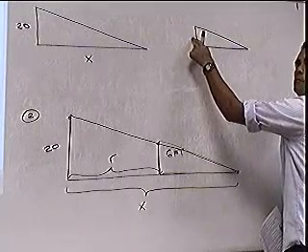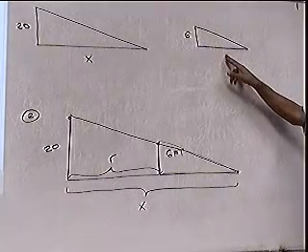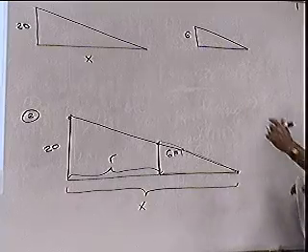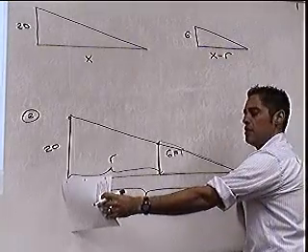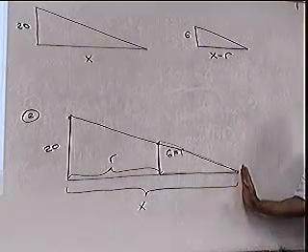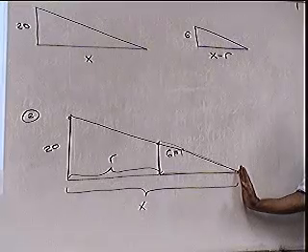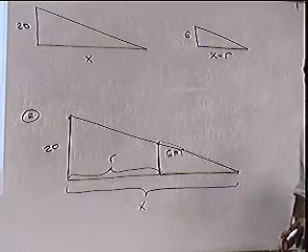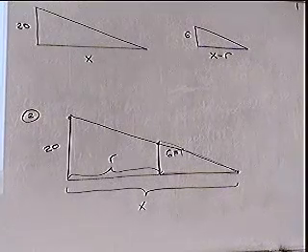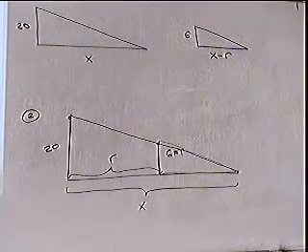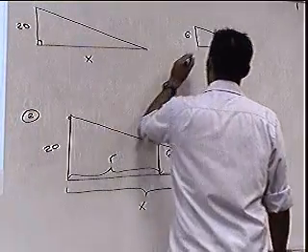This side is what? 6. What is this side? Be careful. X minus R. Very good. Whatever x is, right? Take R away, and that's what that side is. Good. Now, what can you say about these two triangles? They're both right triangles. They're proportional. They are similar triangles.